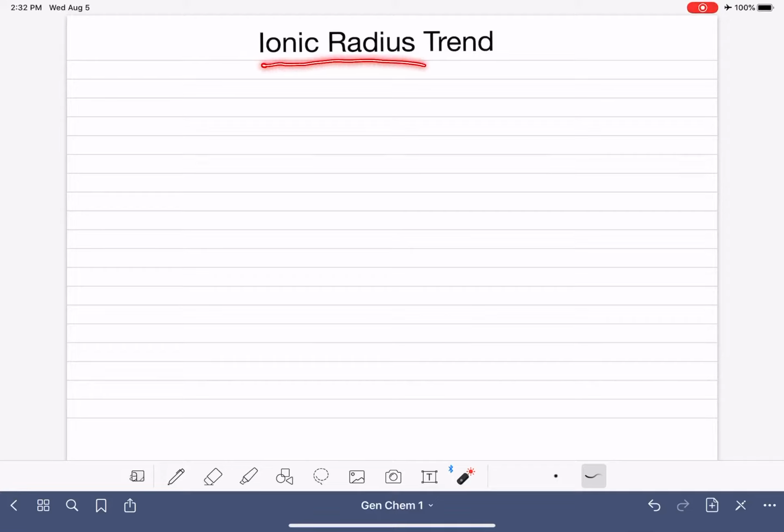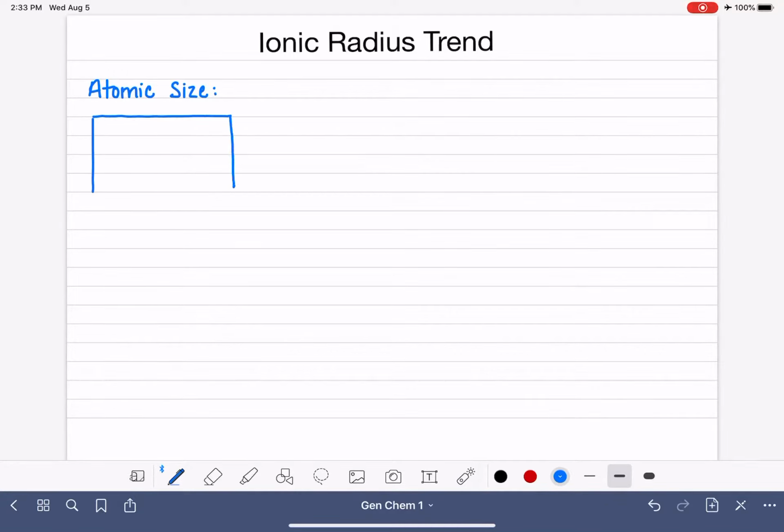Ionic radius is referring to the size of an ion. In a previous video, I talked with you about atomic radius. Remember, this is just a fancy way of referring to the size of an atom. And in that video, I told you that atoms get larger as we go down any column on the periodic table, and this is due to increasing the number of energy levels in an atom.